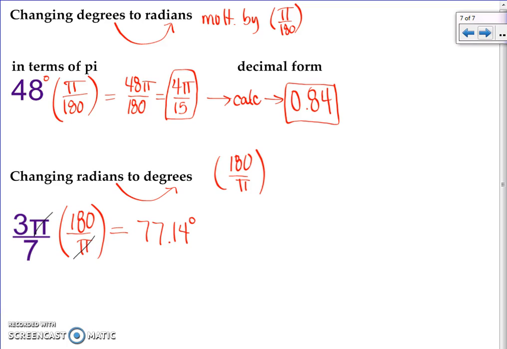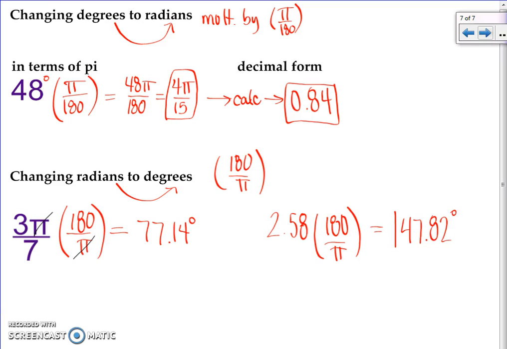Okay. Now the same thing is true if you have a decimal radian measure. So let's say we had 2.58 in radians. We still multiply by 180 over pi. And all you do is put this into your calculator. So you take 2.58 times 180 divided by pi. What do we get for that one? How many degrees is that? In the hundreds? Okay. So that would mean if you had 147 degrees right here, that radian measure would be 2.58 radians. Any questions?